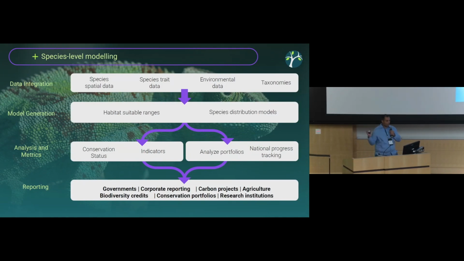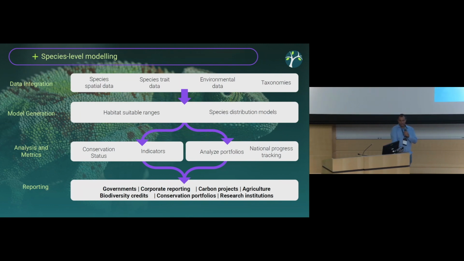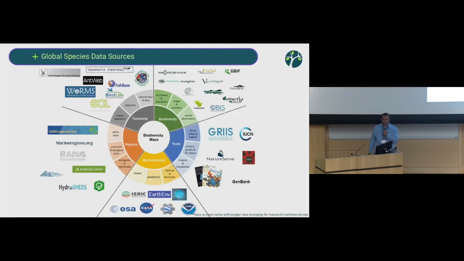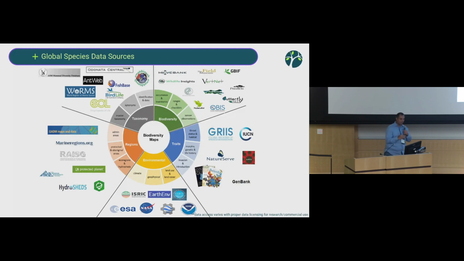And we're able to do all sorts of things, whether it's from species level modeling to data integration to analysis and metrics to reporting, really the full gamut of information that's available that we can really originate from just having the presence of species. You can see just a quick view of the level of depth of information.